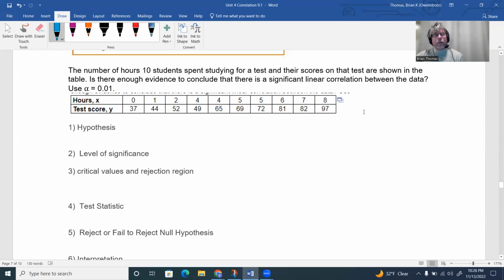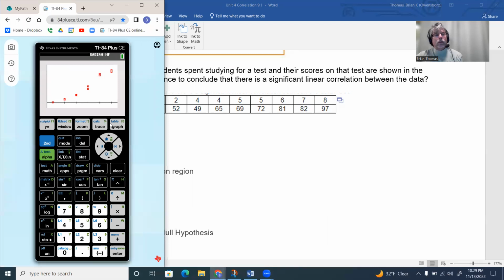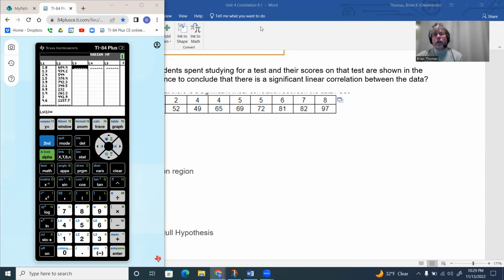So let's take a moment and we'll put the data into the calculator. So we hit the stat button, number 1 for edit. Again, I'm going to clear out L4 and I'm going to clear out L3. And then I'm going to put that data in there. So I'll pause a minute and get that data into the calculator to see where this takes us.